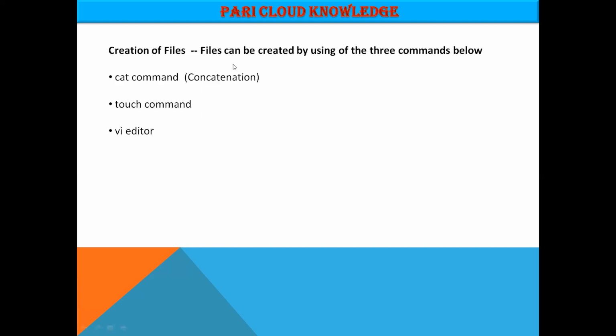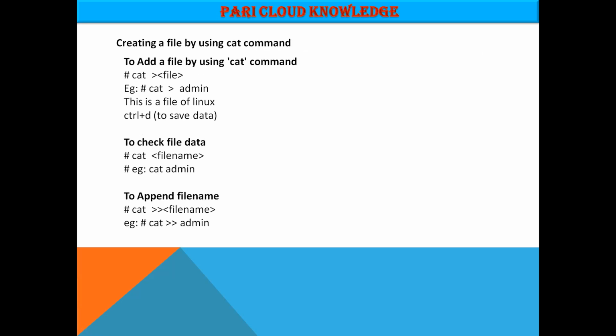Now, creation of files. We have three ways to create a file. Files can be created by using the three commands below. One is the cat command. Cat command is used for concatenation as well, so the full name is concatenation. The second one is the touch command, and the third one is the vi editor. So let's learn about them one by one.